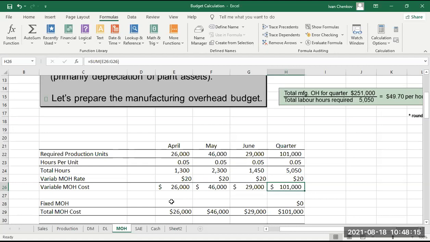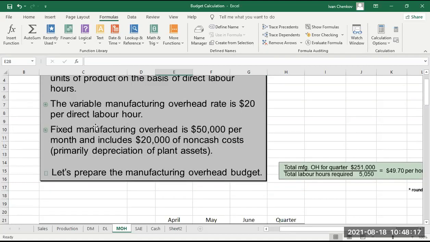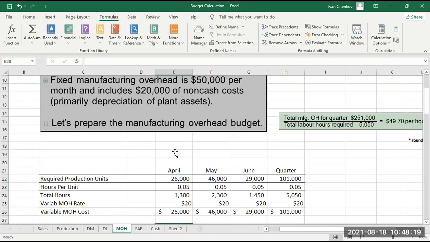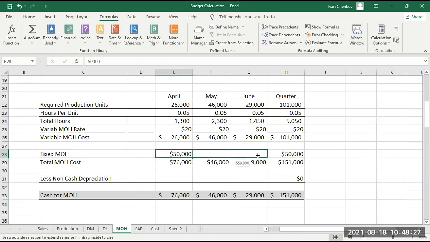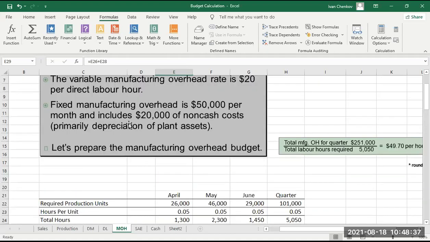Now, fixed manufacturing overhead cost. Every month is 50,000. That's why it's fixed, because it doesn't change from month to month. So I can drag this all the way to the end. So my total manufacturing overhead cost will be that much. Now, how much will be the cash that I'm paying? That's a different story, because I have an item here which I'm not paying cash.